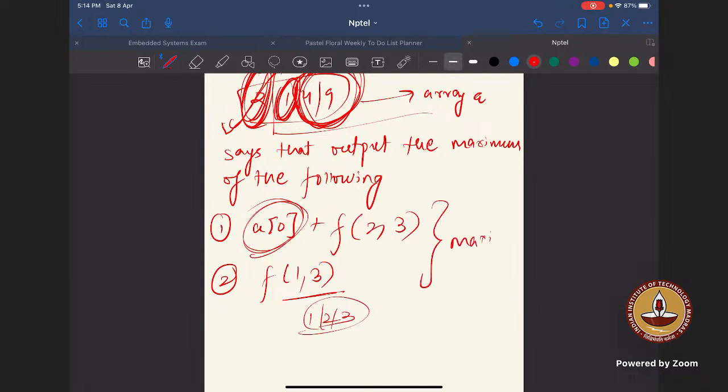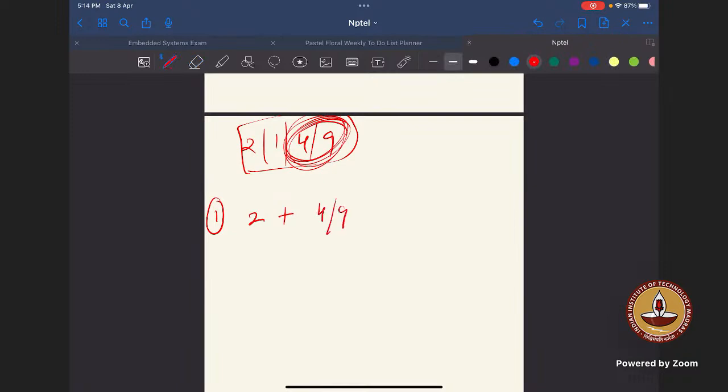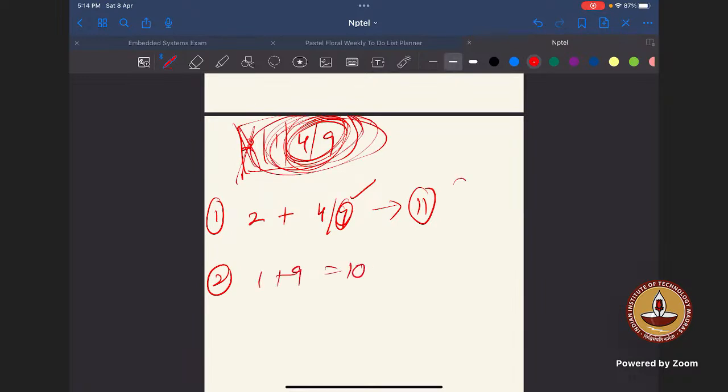This will be the maximum, right? Yes. Why? Because let's say we have 2, 1, 4, 9. The first case was to pick 2 plus the maximum of this. The maximum of this array could be 9, right? Because the possibilities are you either pick 4 or you pick 9. So obviously the maximum will be to pick 9. So 2 plus 9 will give us 11. The second possibility was to not pick 2 and find the maximum answer in this one. The maximum answer will be 1 plus 9, which is equal to 10. So the maximum of these two is 11. So recursion is giving us a very good answer.